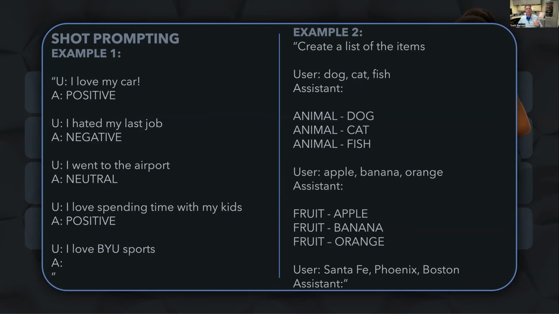So if we look here, the shot prompting I'm doing, I give it 4 statements. I love my car. And then I tell it, that's a positive statement. Then the next one, I hated my last job. I tell it, that's a negative statement. I went to the airport. That's neutral, no feeling. 4th statement, I love spending time with my kids. That's a positive statement. And then this is where I ask it the question. The user says, I love BYU sports. And then I ask it, what is the answer? So this is a shot prompt right here.